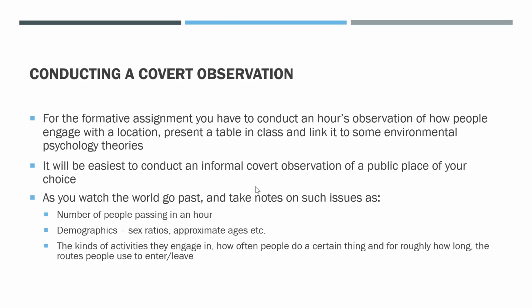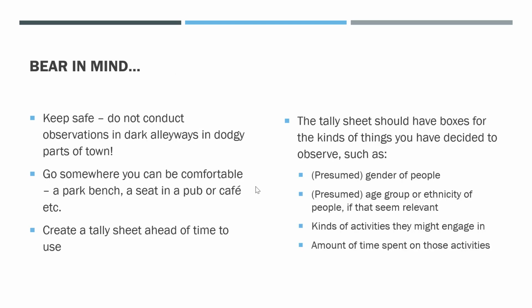But keep track of those issues that you think will be interesting and which you feel you can link into theory. So a little bit of demographic detail: ratios of men and women, ratios of different age groups turning up, and what they do. You could keep track of roughly how long they spend doing activities if you think that would be an interesting element, but it's not absolutely necessary. It's more important to keep track of who turns up and what they do.